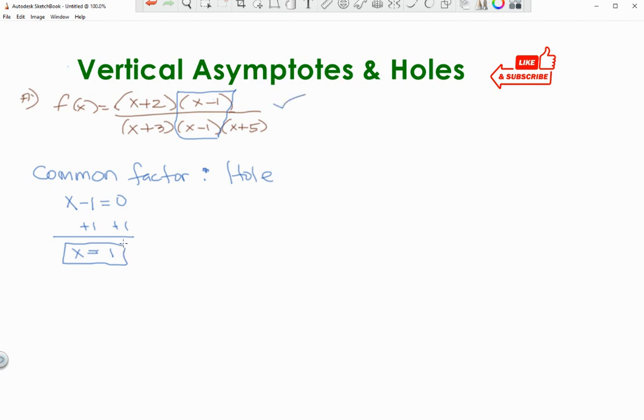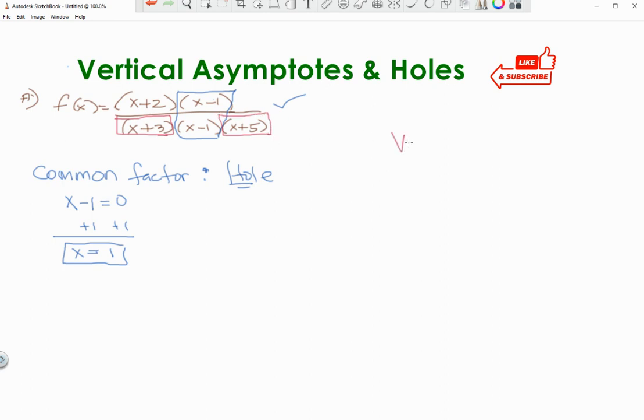Okay, so again, the hole is the value of x that will make the common factor equal to 0. And we will get another example later on. So that's the hole. Now, how do we know which one is the vertical asymptote? Well, the vertical asymptotes are the factors in the denominator that are not part of the hole. So in this case, you have two of them.